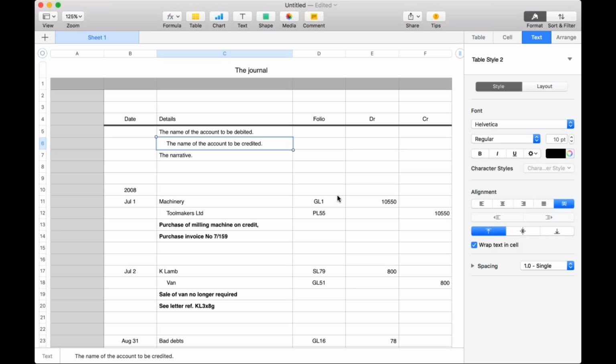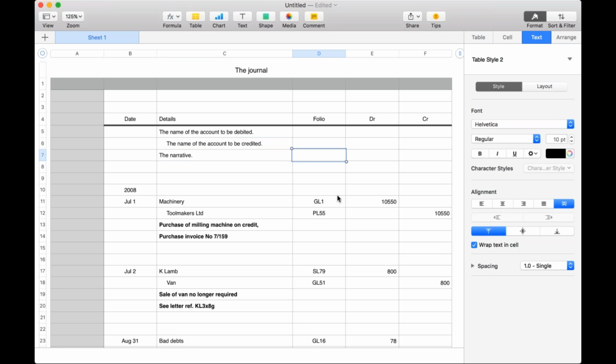It's always commonplace in the journal, I guess, to indent the credit entry. And it's just to separate out things, to make things a little bit clearer so you can see which accounts are debited and which accounts are credited. And then lastly, we've got the narrative, which is an explanation, if you like, as to what's actually happened in this transaction.